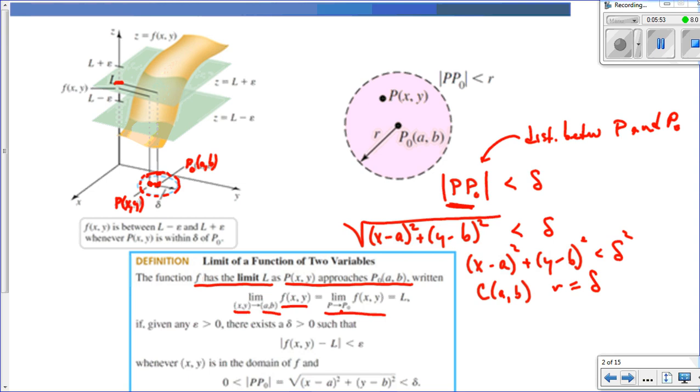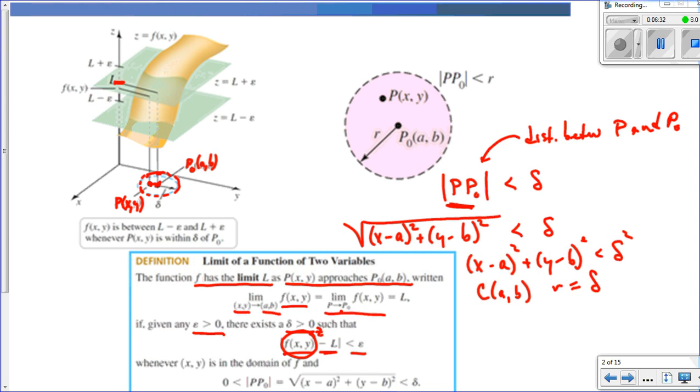So if given any epsilon greater than 0, so that's the distance we can be away from that limit L, we have to be able to choose a delta. So we have to be able to tell them how far from (a, b) they need to choose their x so that the z value for the function, for the point, is within epsilon of the limit L. So we're looking at z values here. The difference between the z value and the limit L must be less than epsilon. This is assuming L is that limit.